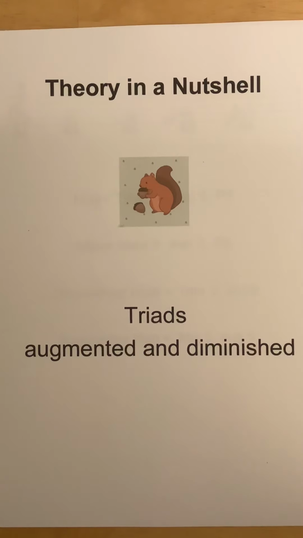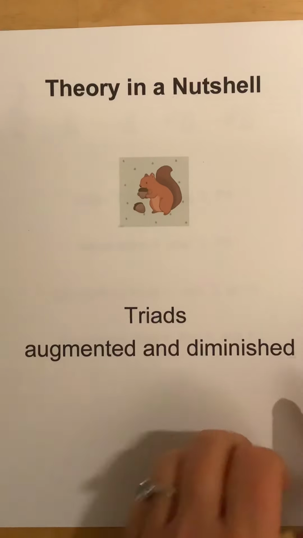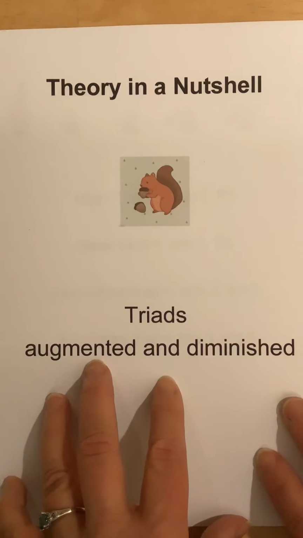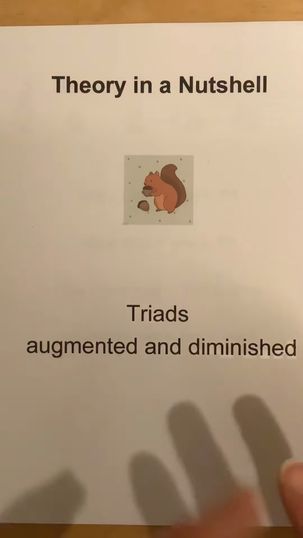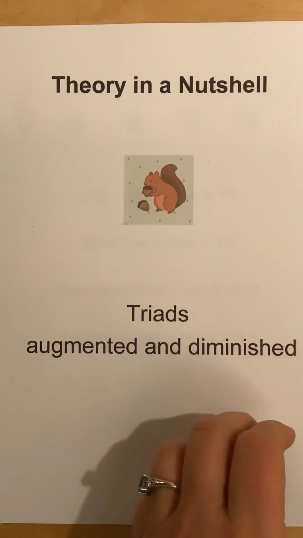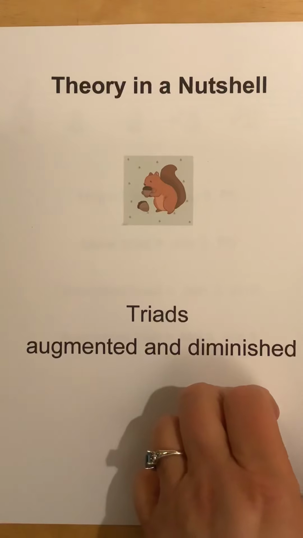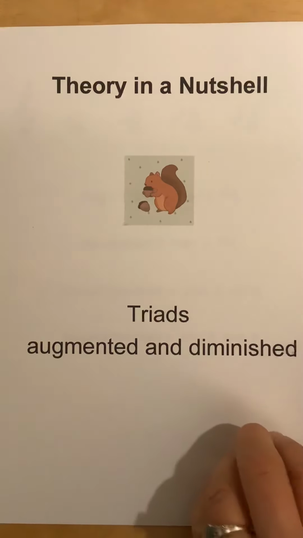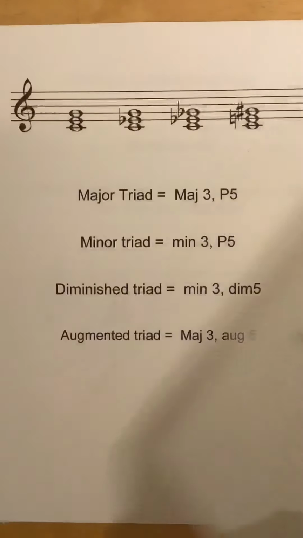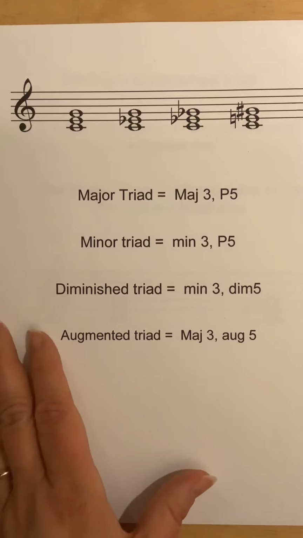Theory in a nutshell. Triads, augmented and diminished triads. This would be more for the intermediate to advanced level theory. The other videos talked about the major and minor triads. That's more for the beginner level, like RCM level 5. And then once we get into RCM level 6 or other intermediate levels, we get into the augmented and diminished triads. So let's look at our triads.